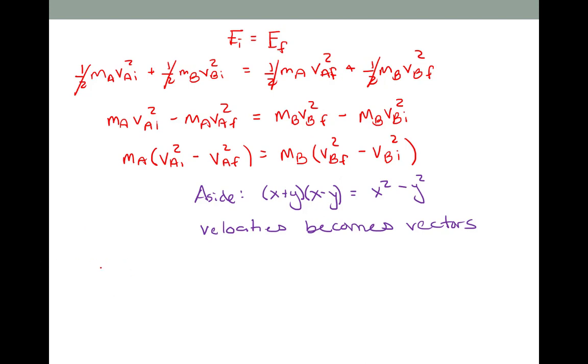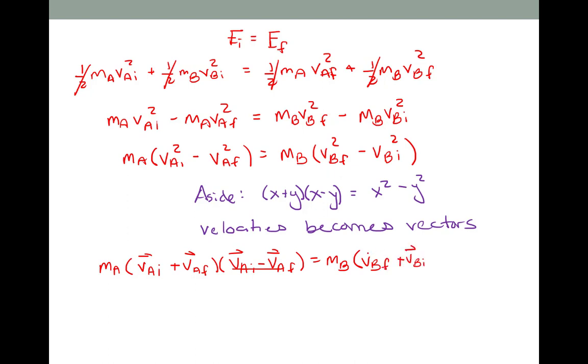Okay, so switching back to red, I'm going to write this as VA initial plus VA final times VA initial minus VA final. And the same thing on the other side: VB final plus VB initial.